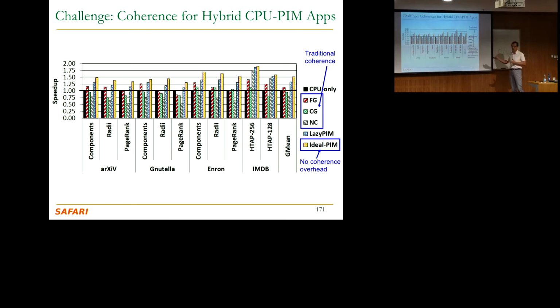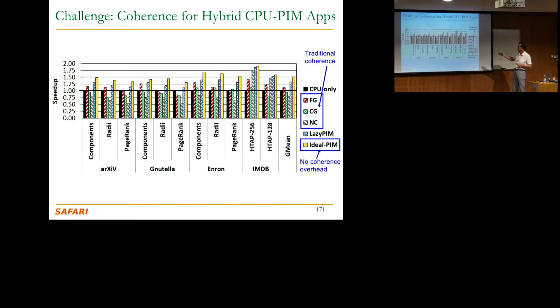These are three different approaches to coherence that you could employ today. And none of them is good, if you look at it. So fine-grained coherence, on average, buys you maybe 10% over here. If you do coarse-grained coherence, coarse-grained meaning basically, whenever before you start operating on the data, you flush the data into the PIM. And then PIM operates on the data, and then you don't allow access from the CPU to that data. It's very coarse-grained, so you lose some performance compared to the baseline, which is not good.